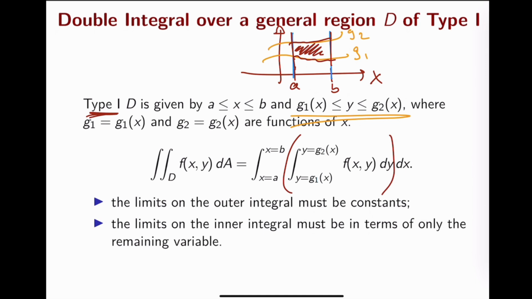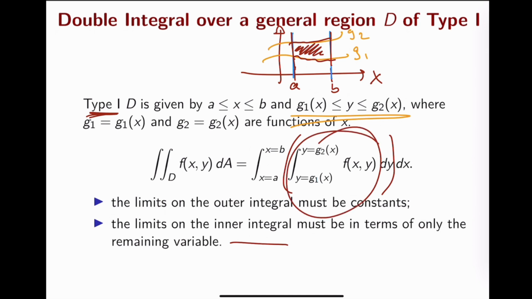First, we integrate the function with respect to the variable whose limits are given by two functions, and we leave for the end the variable x, whose limits are just two numbers. In this way, the limits of the outer integral will always be constants, and the limits of the inner integral, the one that we do first, are going to be in terms of the other variable.